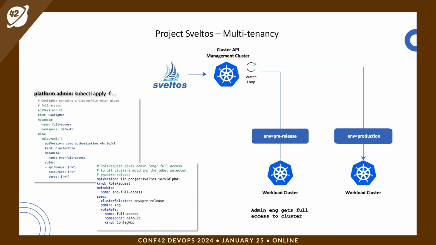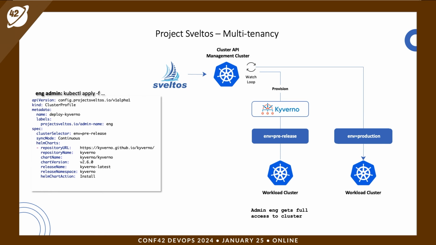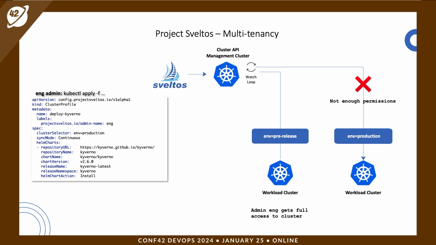Because, as in the previous slides, we gave this admin eng full permission in every cluster matching the label environment pre-release. But what happens if the same admin, and you see that the label is again projectsveltos.io/admin-name eng, tries to deploy Kyverno in every cluster matching the label environment production? Well, in this case, this admin has not been given permission to deploy anything in this cluster, so Sveltos will block that.